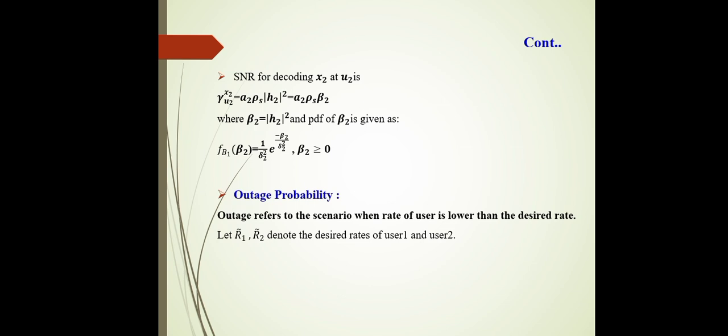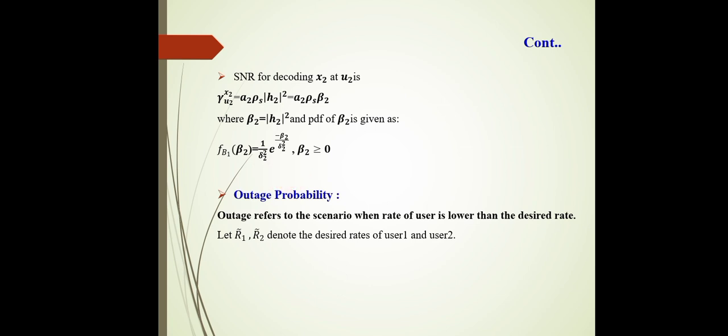Gamma of decoding the x2 signal at user 2 is A2 rho_s mod of h2 square, which is A2 rho_s into beta 2, where beta 2 is mod of h2 square. Then the PDF of beta 2 is f of beta 2 equal to 1 upon delta 2 square e to the power minus beta 2 upon delta 2 square, where beta 2 must be greater than or equal to 0.